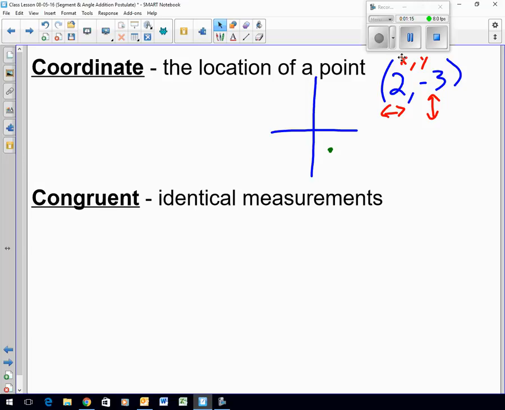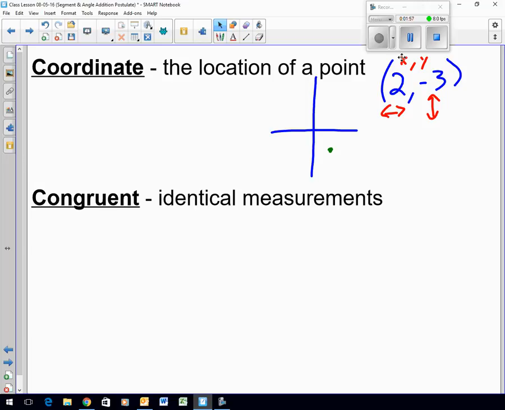Congruent means identical measurements. Okay, I want to make sure I get this on the record. I promise, this doesn't sound too condescending. If you do not know what congruent means, you will fail this class. At the end of this class, if you don't know what congruent means, you will fail. You cannot make it through this class without understanding congruent. It's impossible. That means that you're not trying.